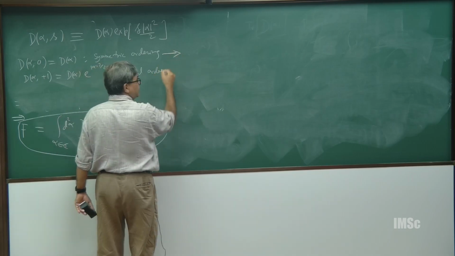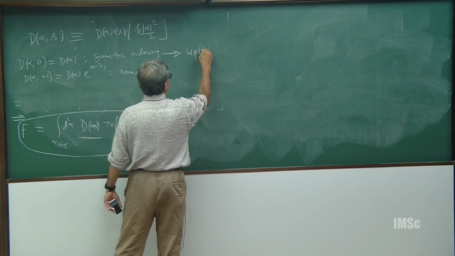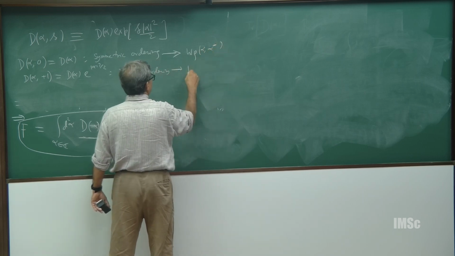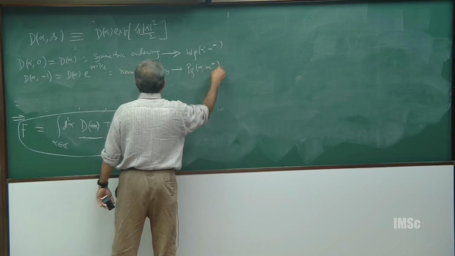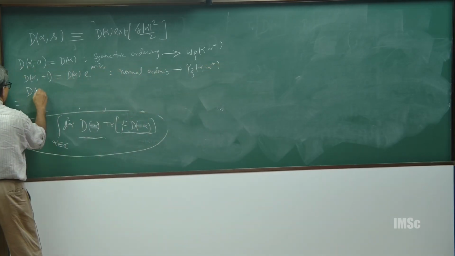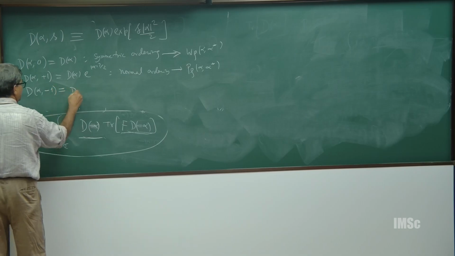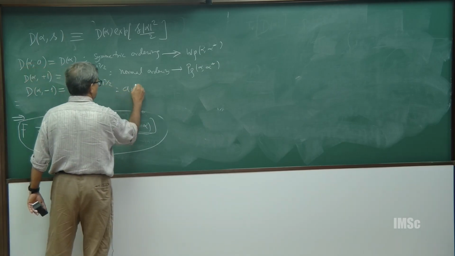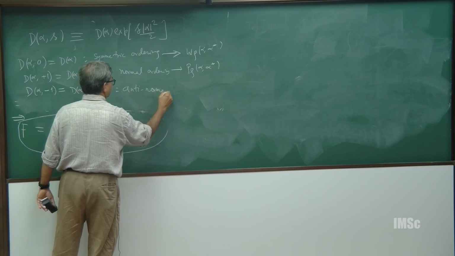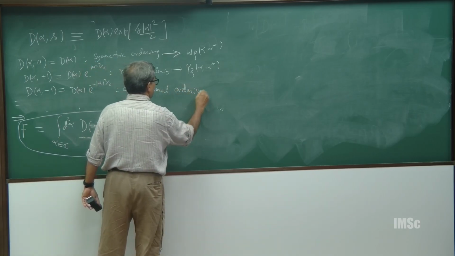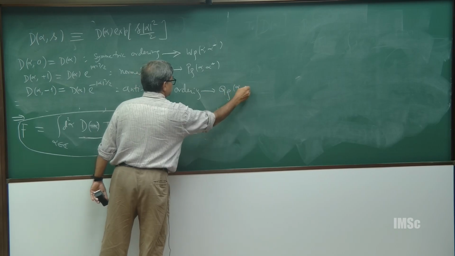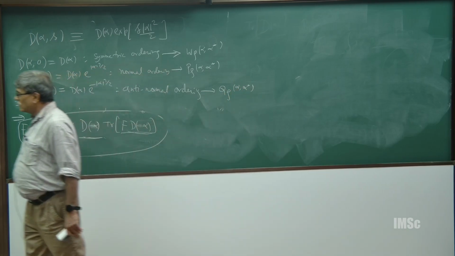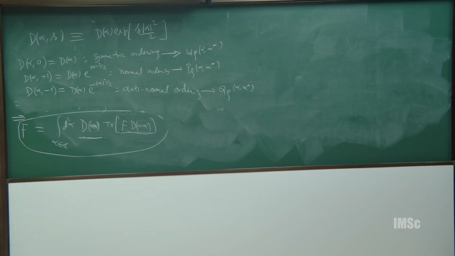and from here you can guess that the corresponding distribution function will be the Wigner function for s equal to 0, and the P function for s equal to 1. And D of alpha, minus 1 is D of alpha e to the power minus mod alpha square by 2, which is anti-normal ordering, and this gives rise to the Q function. It is not necessary that you take only these three s values; you can take any s value, any complex number.